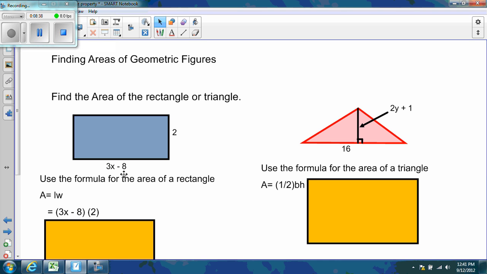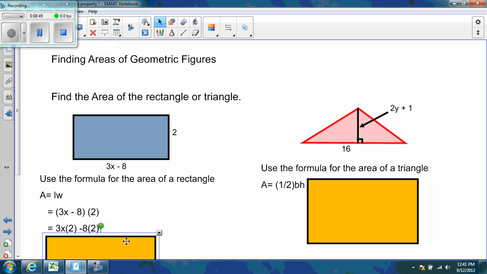So in this case, let's substitute first. The length is 3x minus 8 times 2. So now we can use this and distribute it to the inside. So 2 times 3x minus 2 times 8, which when you multiply it ends up being 6x minus 16. Because they didn't give us any units, we can just say square units or units squared. Either one would be appropriate. But we put brackets around the 6x minus 16, so you know that the unit is for the whole term, not just for the 16.